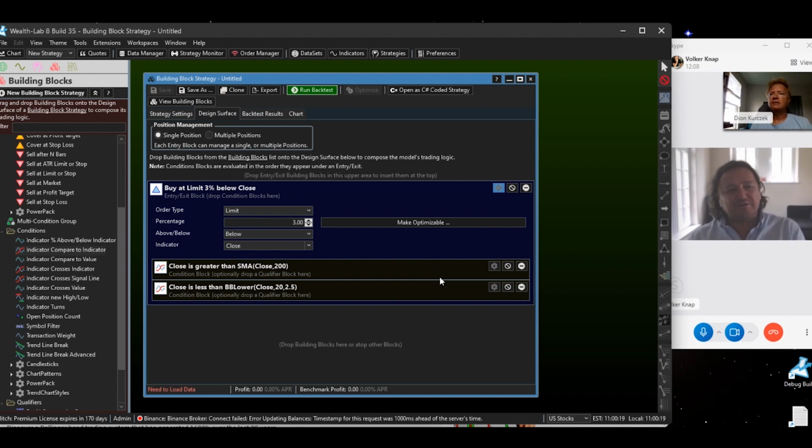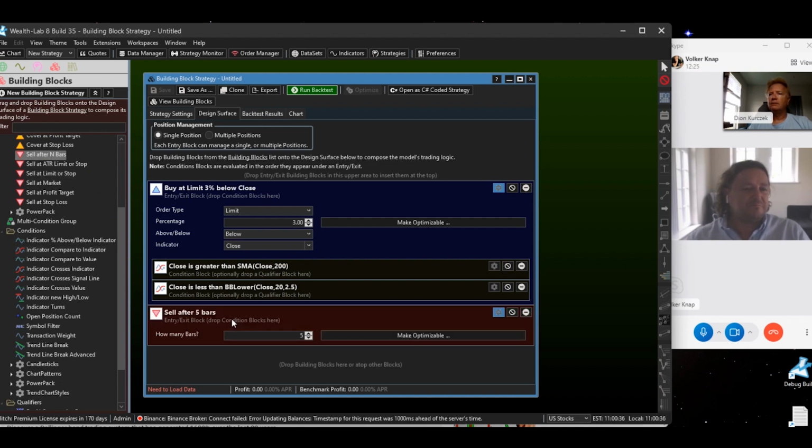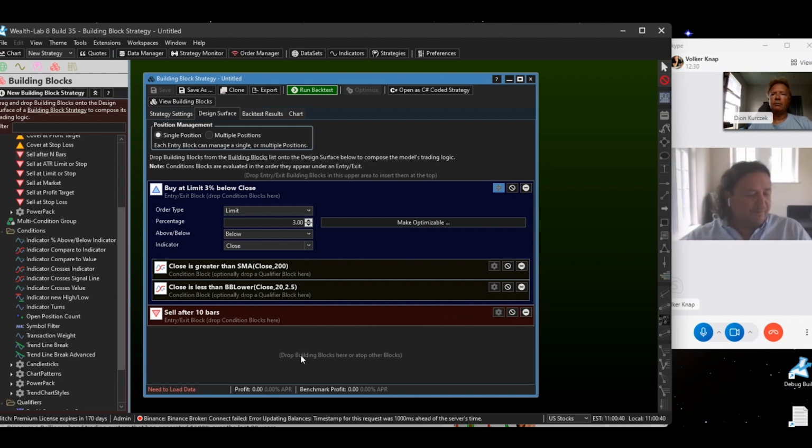So what's next? The close is above the 200-day moving average, and then we buy at limit 3% below the close. And here comes the exit. We sell after 10 days. That's the first exit rule. Okay, so for that we'll use our sell after n bars. So we sell after 10 bars.